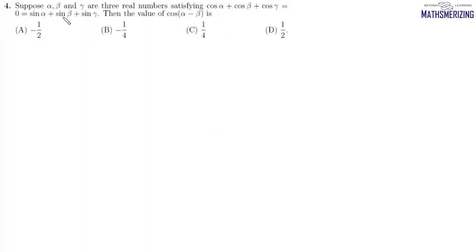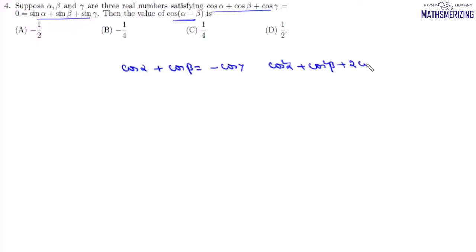Now question 4 is, suppose alpha, beta and gamma are 3 real numbers satisfying cos alpha plus cos beta plus cos gamma equals 0 and sin alpha plus sin beta plus sin gamma equals 0. We need to find the value of cos of alpha minus beta. Now what we'll do is, we'll write this as cos alpha plus cos beta, and it will be equal to minus cos gamma, and if we square it, we can write this as cos square alpha plus cos square beta plus 2 cos alpha cos beta, and it will be equal to cos square gamma.